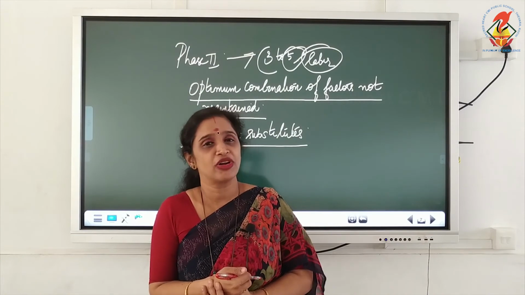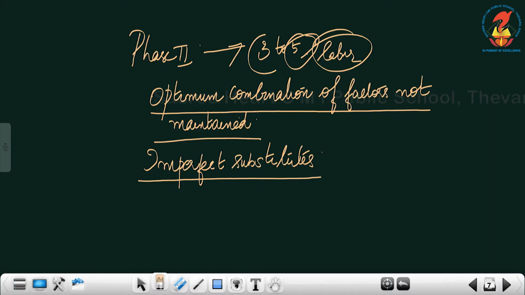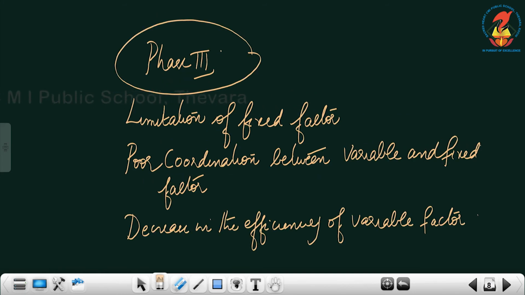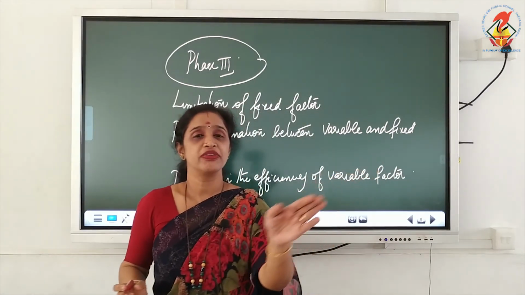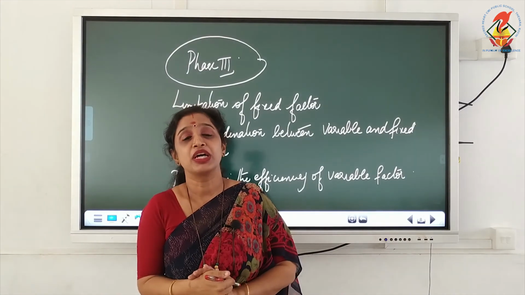Five labors in front of a machine is not a good ratio. That is why total productivity is increasing at a decreasing rate in phase 2 and marginal productivity becomes 0. Now let us move on to the third phase. What is happening in the third phase? Total productivity starts falling and marginal productivity becomes negative.